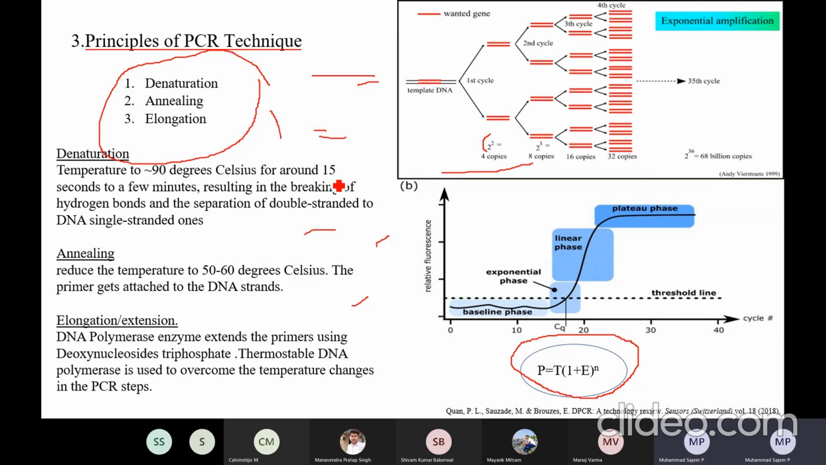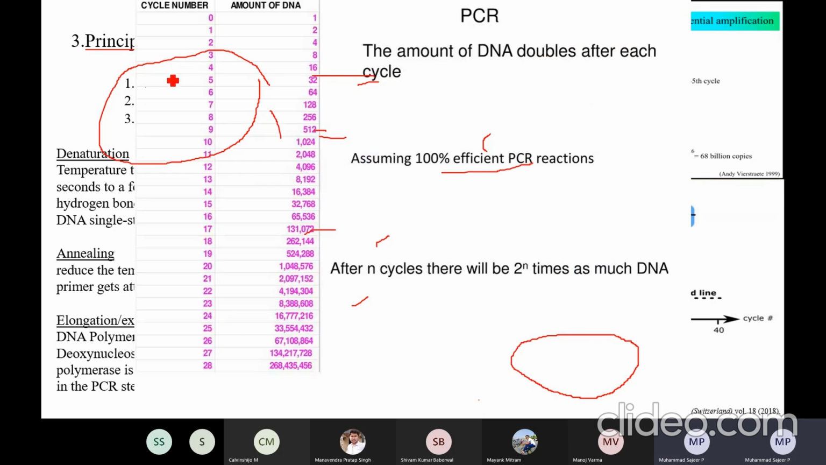One thing I should mention is that I have given the reference for this picture here, and in some slides I didn't mention it, but it can be found in my reference section. You can see the number is drastic for each cycle. The amount of DNA is increasing drastically and reaching a large number. That is the beauty of this technique.